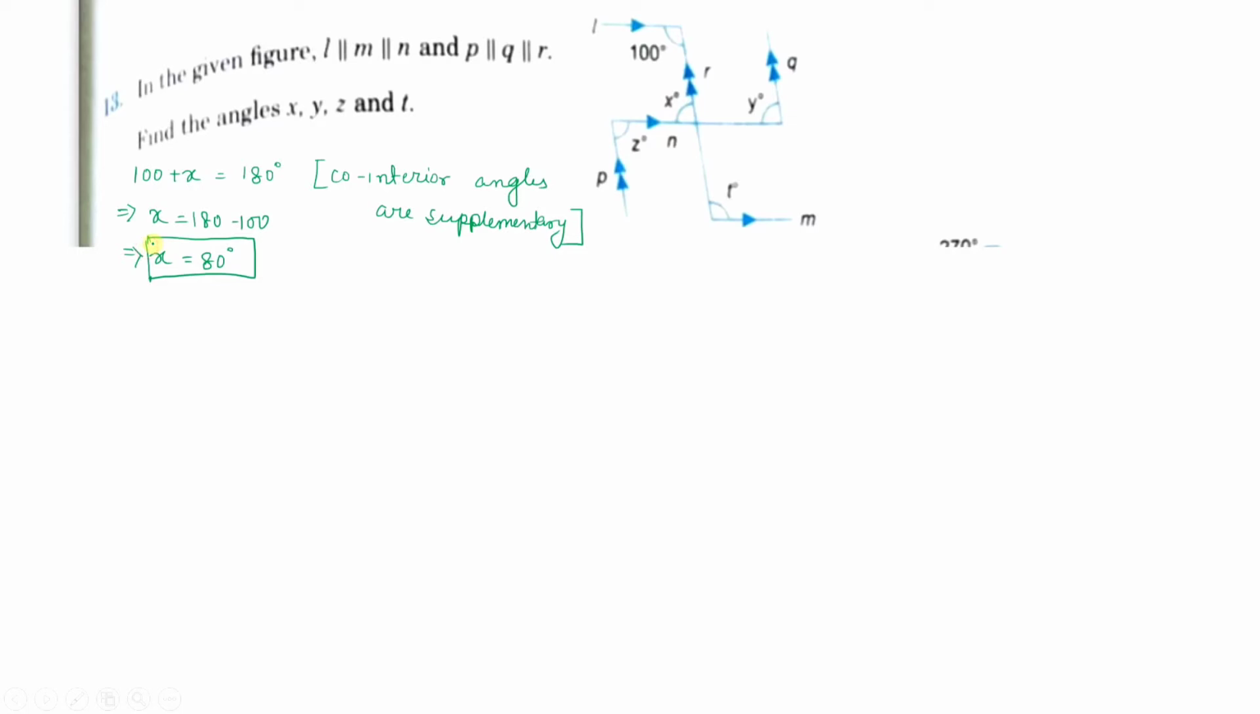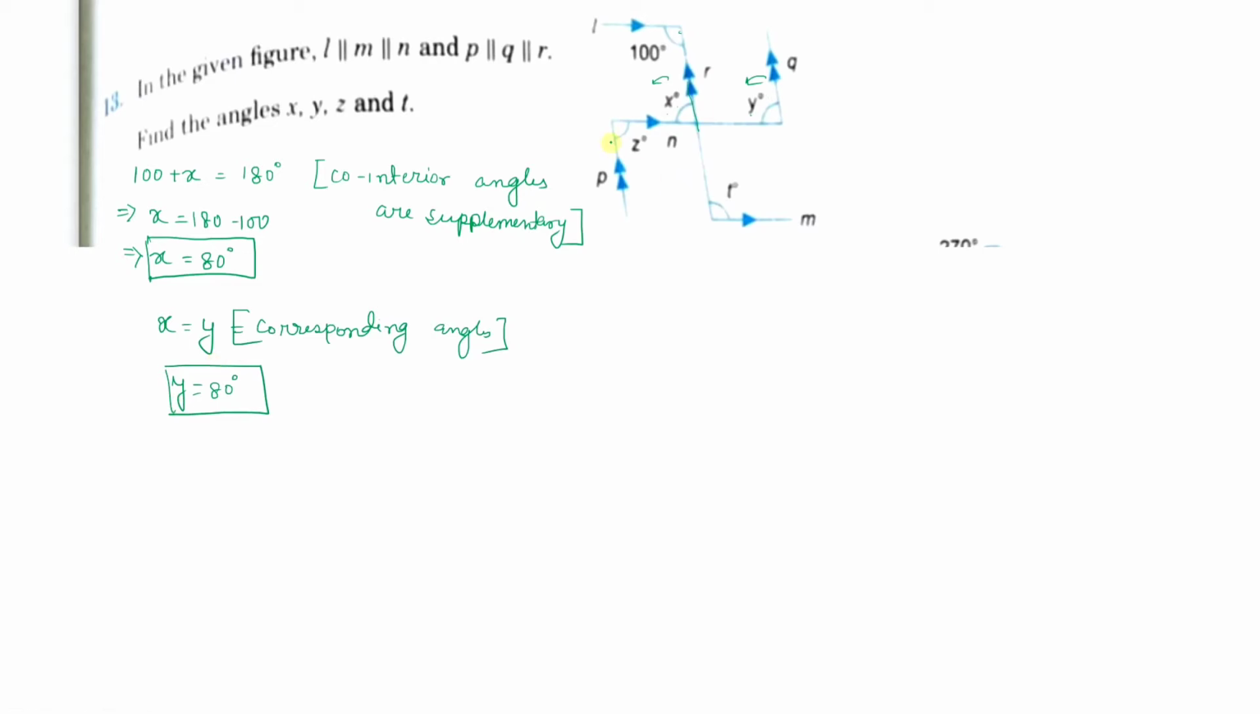Okay, next moving to y. Look at this, x is on the left hand side of this line and y is also on the left hand side of this line. So x and y will be equal by the property of corresponding angles. So x equals y, the reason will be corresponding angles. So if x is 80 degree, y has to be also 80 degree.